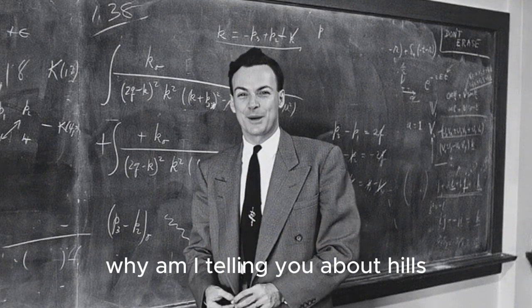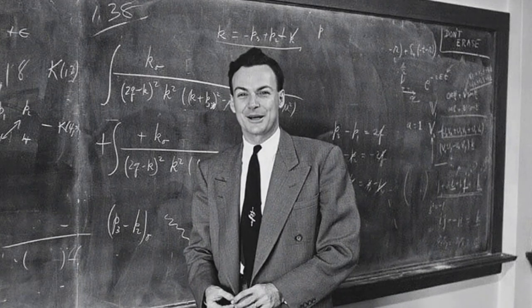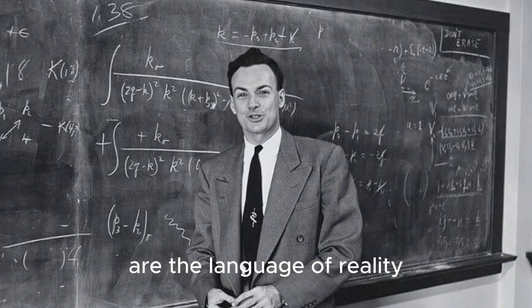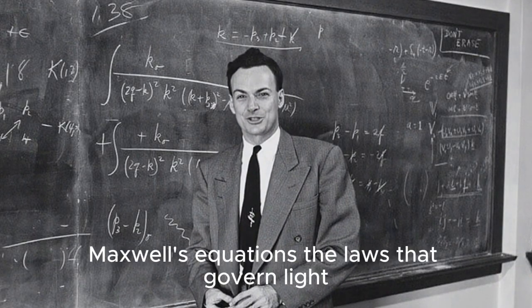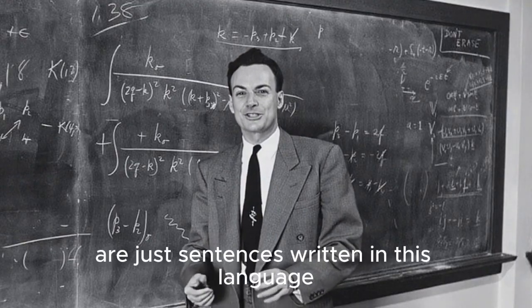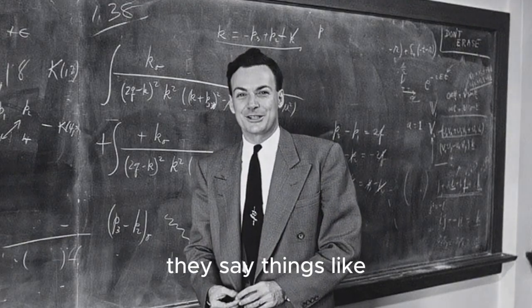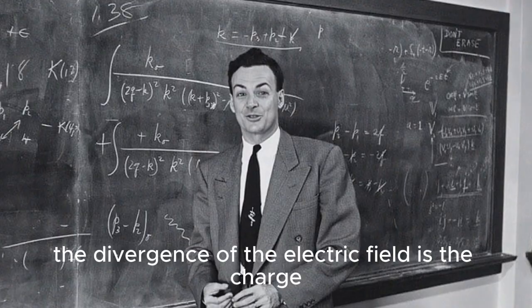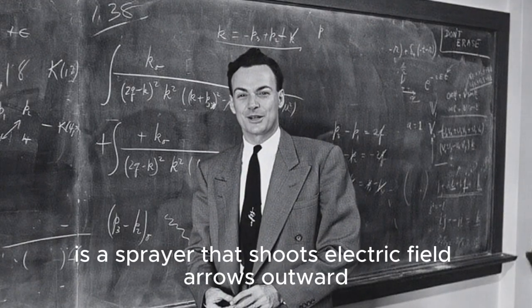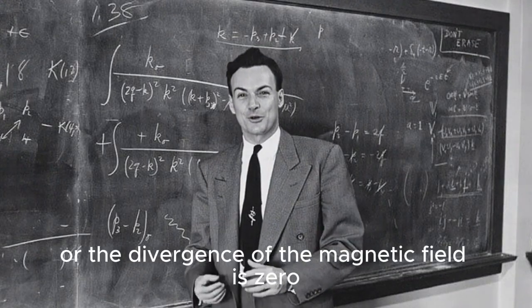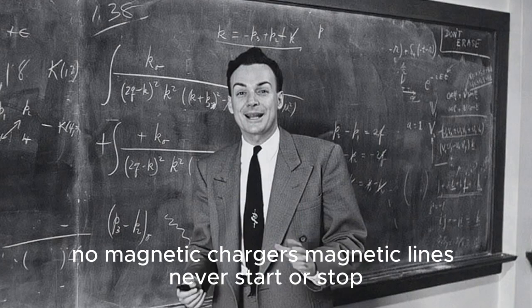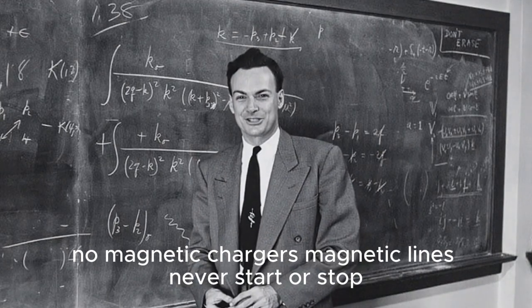Why am I telling you about hills, swirls, and drains? Because these three concepts, gradient, curl, and divergence, are the language of reality. Maxwell's equations, the laws that govern light, electricity, and your cell phone, are just sentences written in this language. They say things like, the divergence of the electric field is the charge. Electric charge is a sprayer that shoots electric field arrows outward. Or, the divergence of the magnetic field is zero. There are no magnetic sprayers, no magnetic charges. Magnetic lines never start or stop.